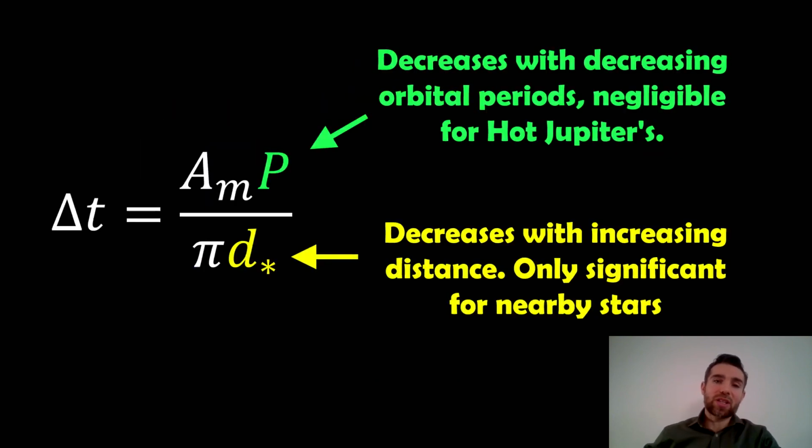So, just to mention, it will decrease with decreasing orbital period. So for hot Jupiters, it's going to be negligible as well because they have really short orbital periods. And then as you decrease the distance, it will increase the actual change in transit time.